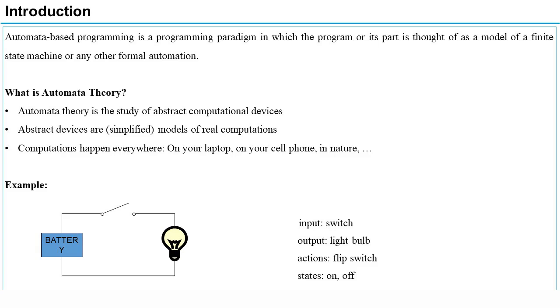So what is the action that you perform on the switches? You flip the switch to on and off. So the action that is performed is flipping switches, and the states that you come across are on and off. This plays a very important role in automata theory, considering the input, output, action and states. So in this example, the input is the switch, the output is lighting the bulb, the action is flipping the switch, and the states that you get are on and off.